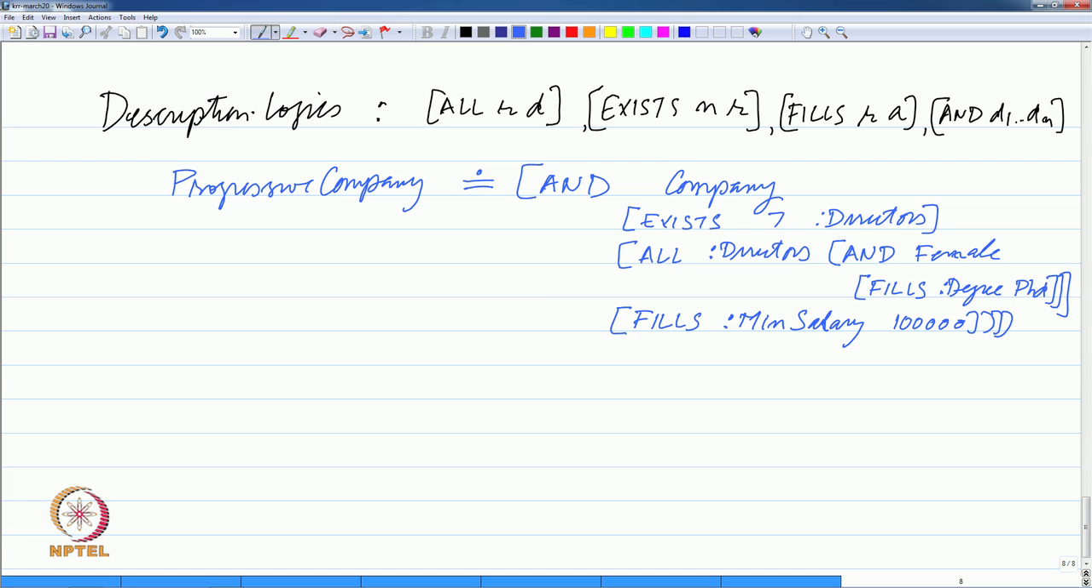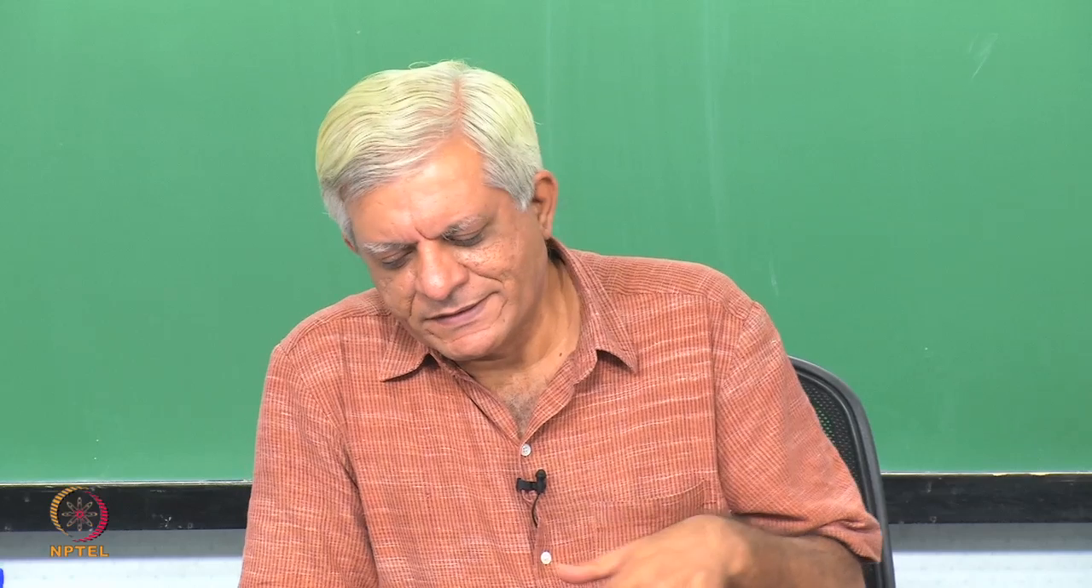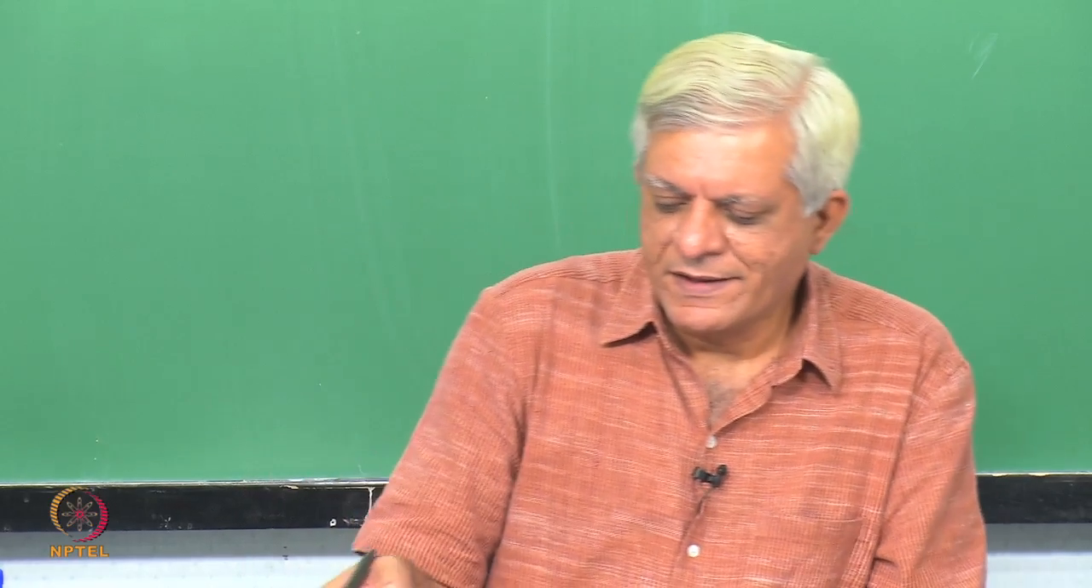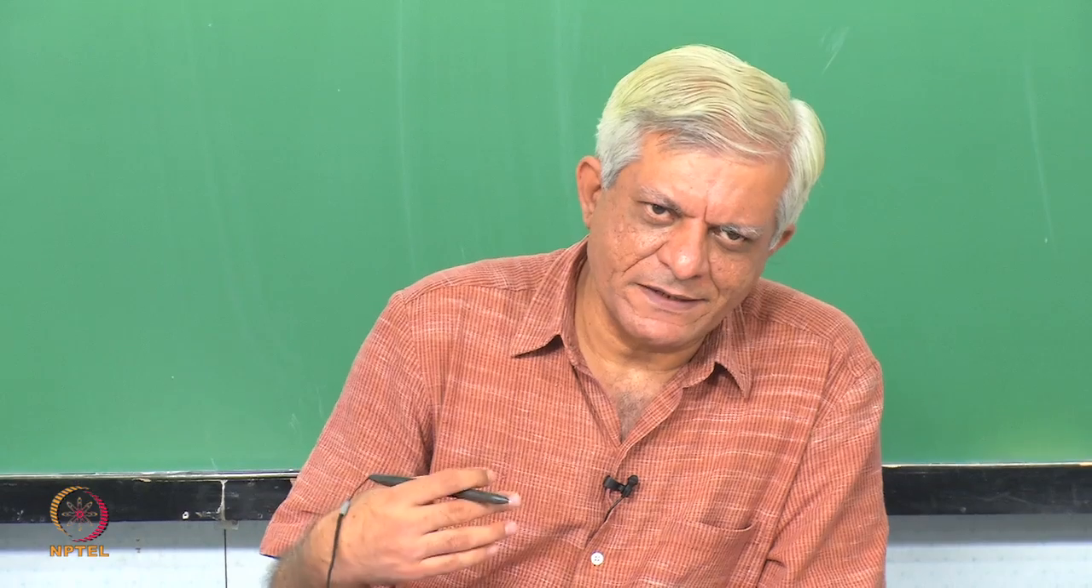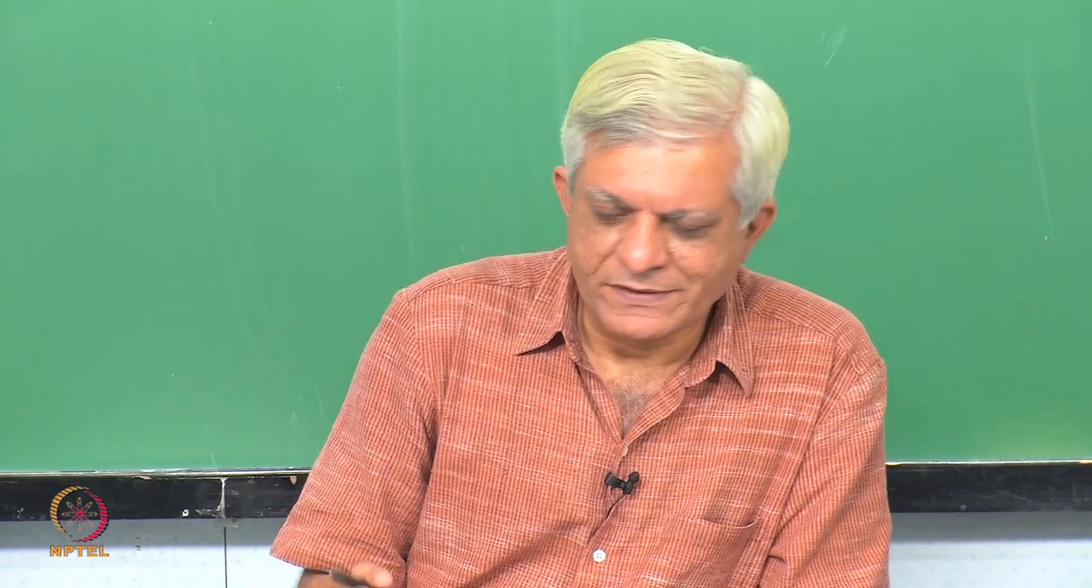So, min salary is not only for the directors, it is for everybody else essentially. If it was for the directors, then it would have been part of all directors have min salary 100,000. This is outside of that, which means that the minimum salary that the company offers to anyone is 100,000.